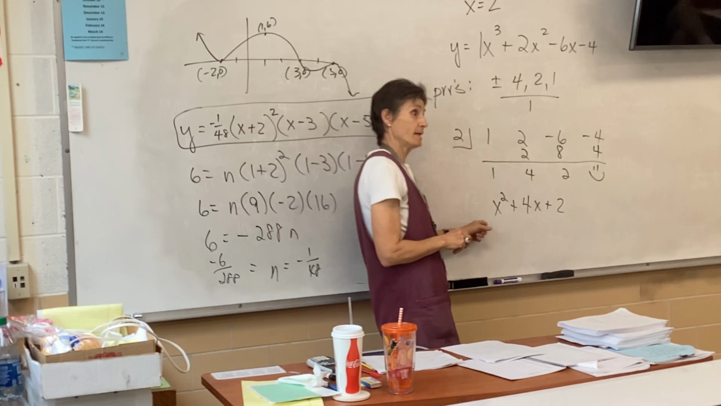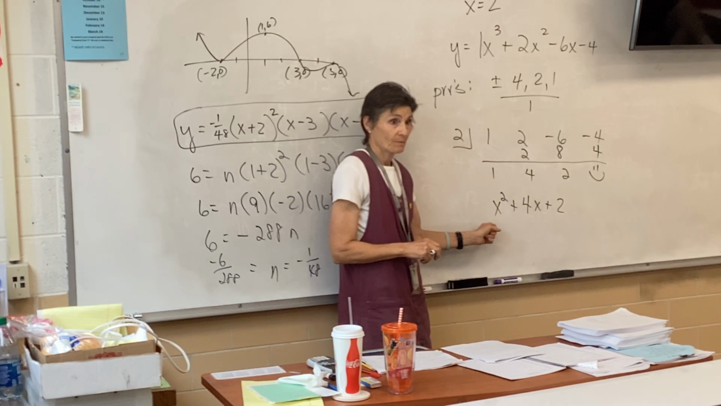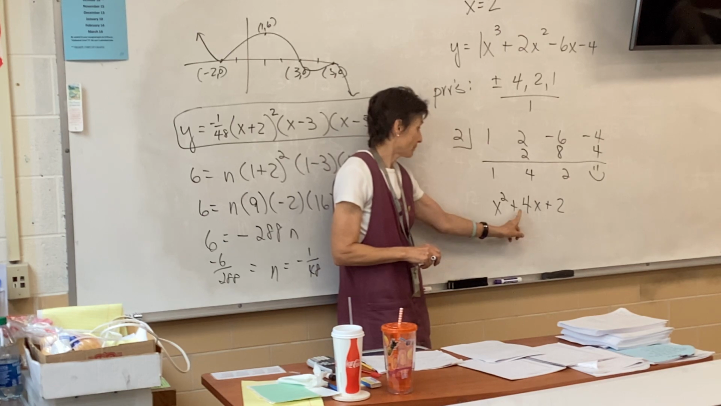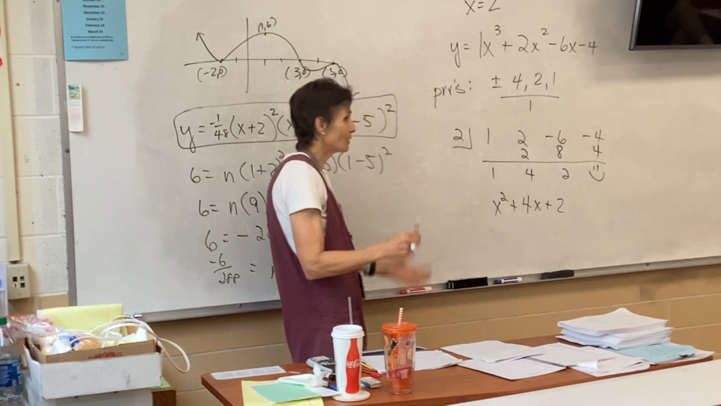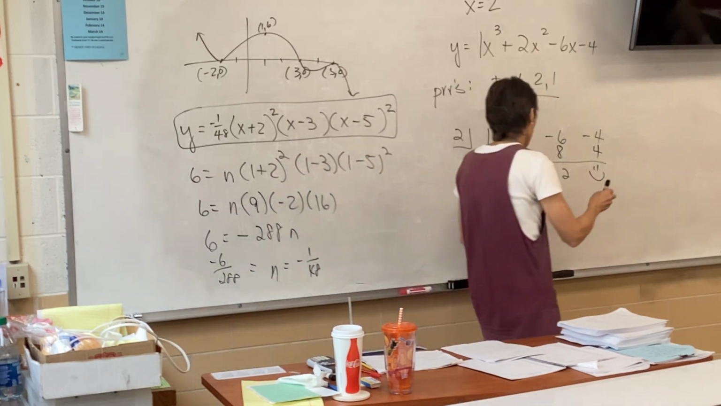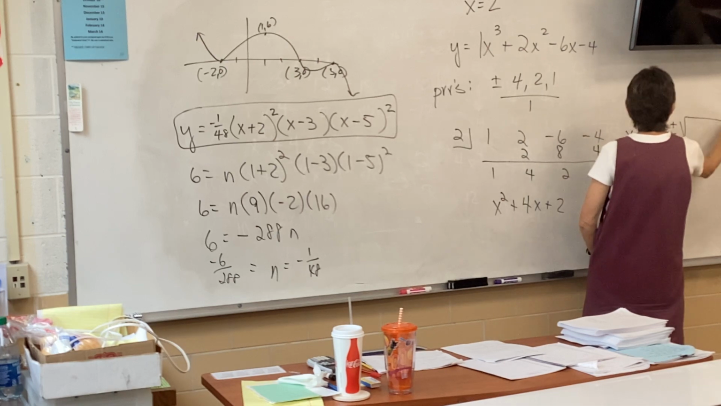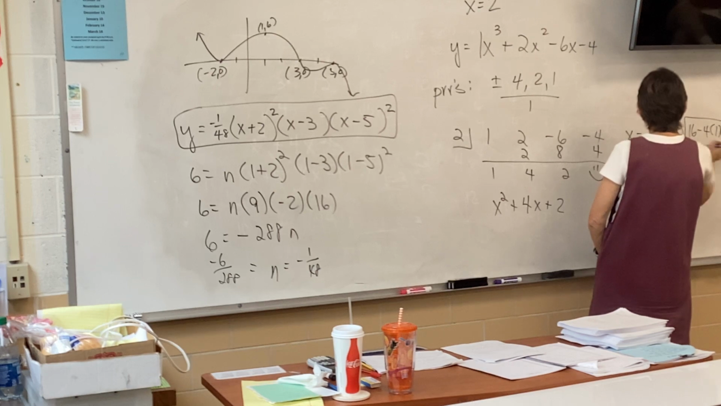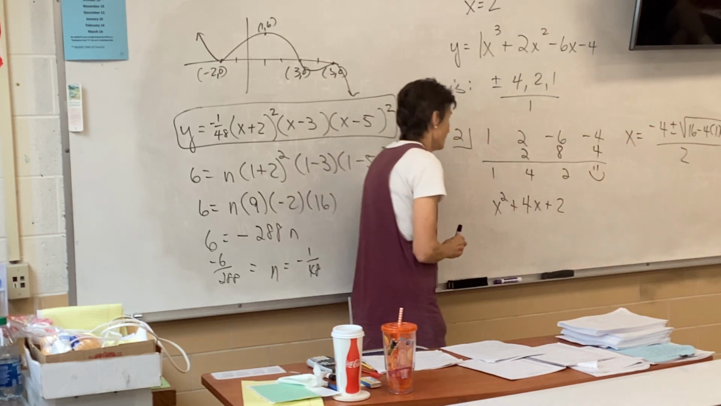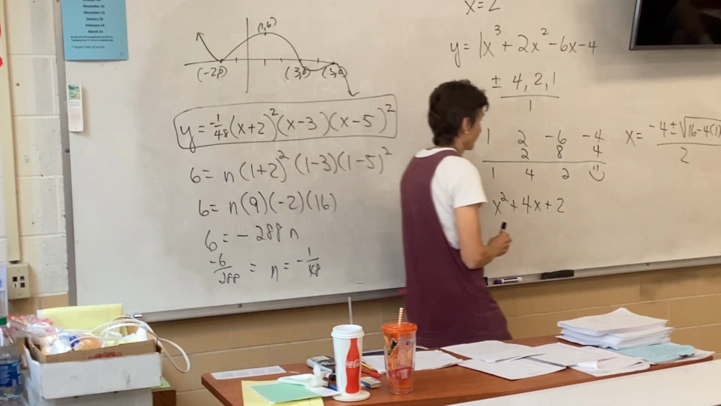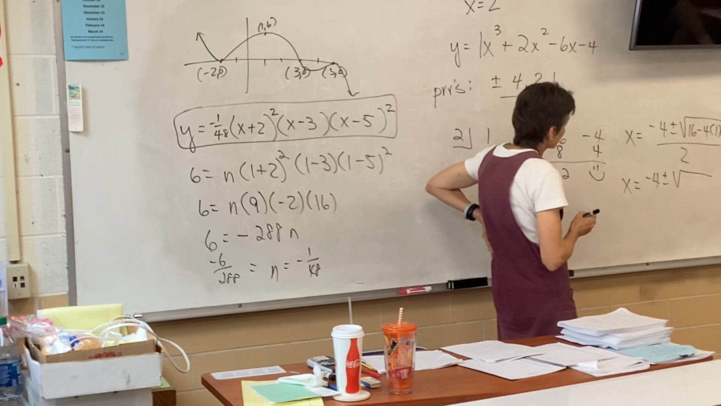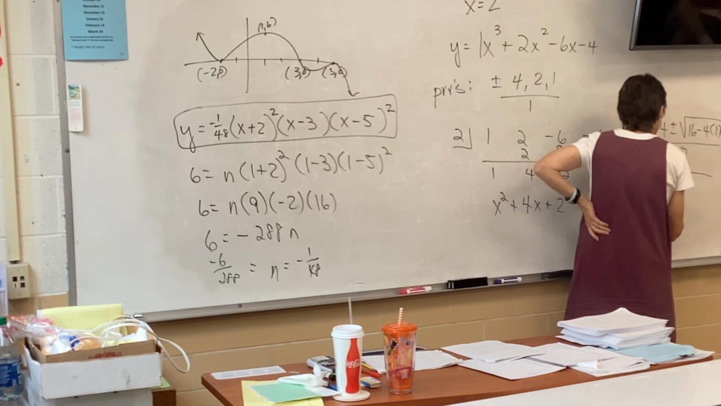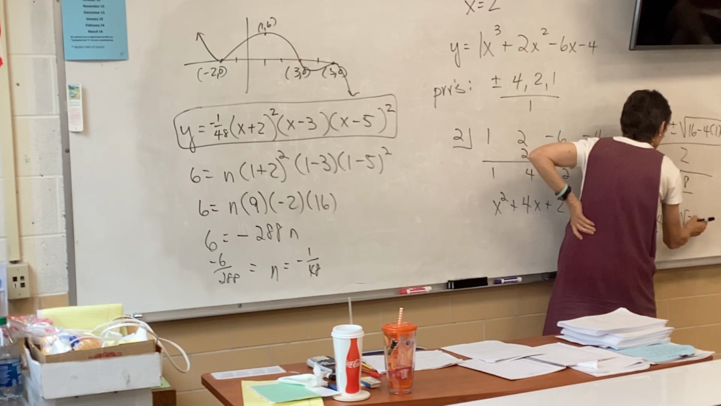Now, what makes this a little bit different than the other one that we did? That does not factor. What do we do if it doesn't factor? The quadratic formula. If you have an x squared equation, guys, you can always solve it using the quadratic formula. So x equals negative b plus or minus the square root of b squared minus 4ac all over 2a. So x equals negative 4 plus or minus, what do we got under there? 8. The square root of 8 is 2 radical 2.